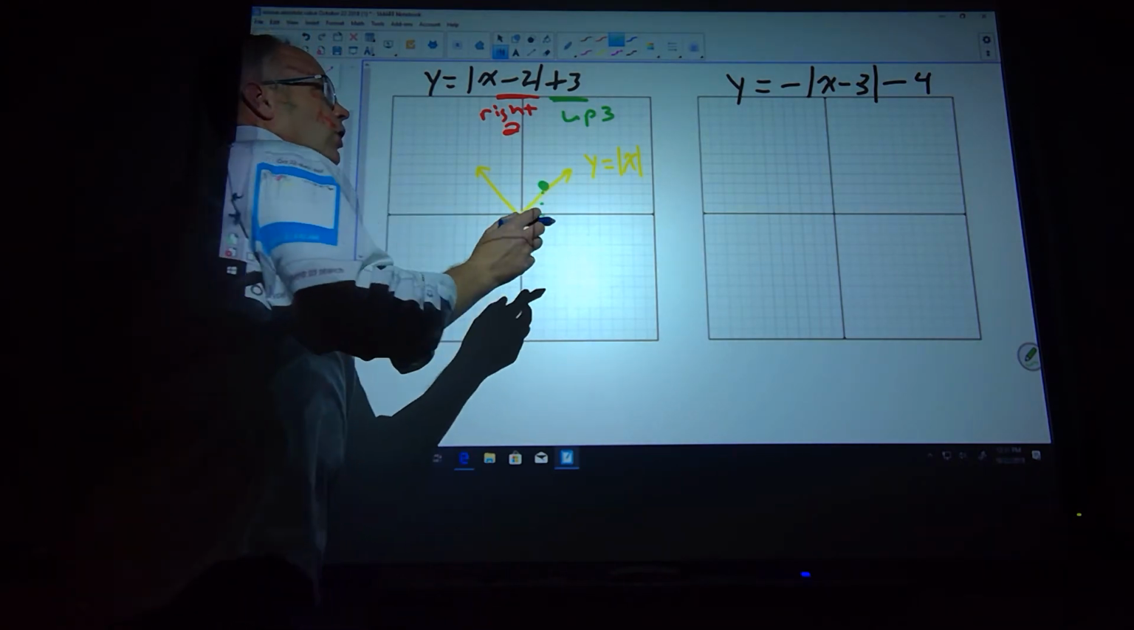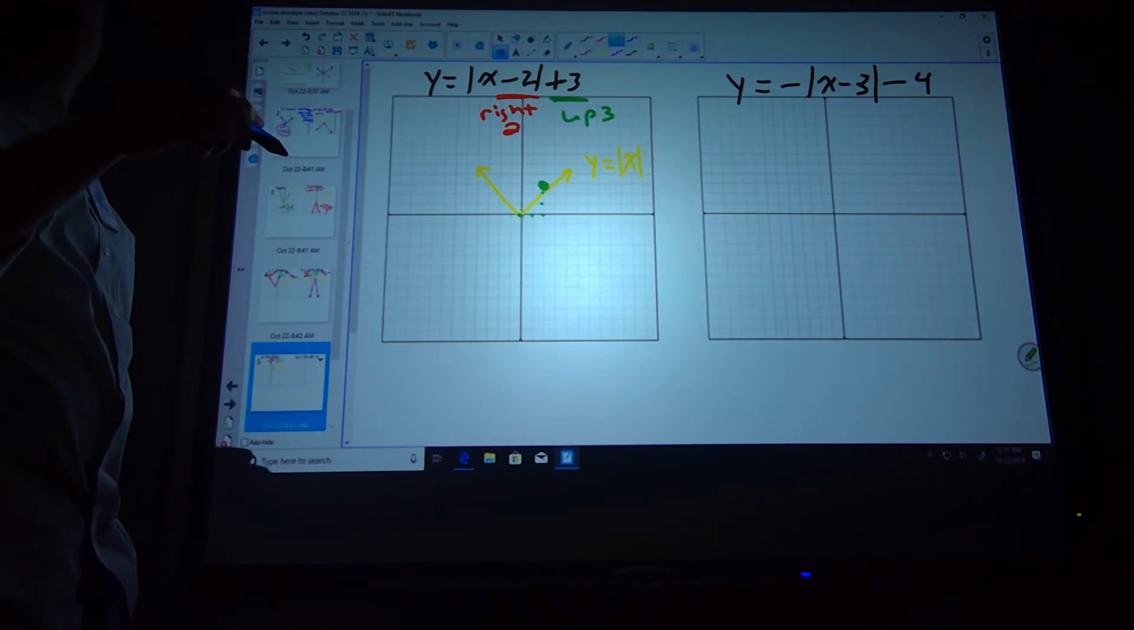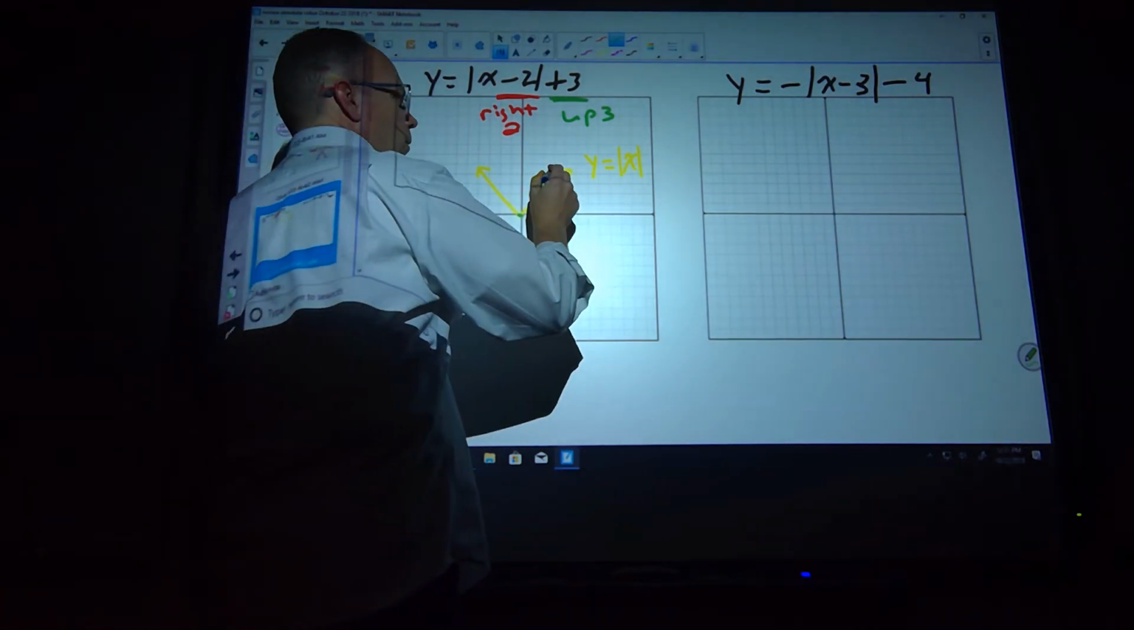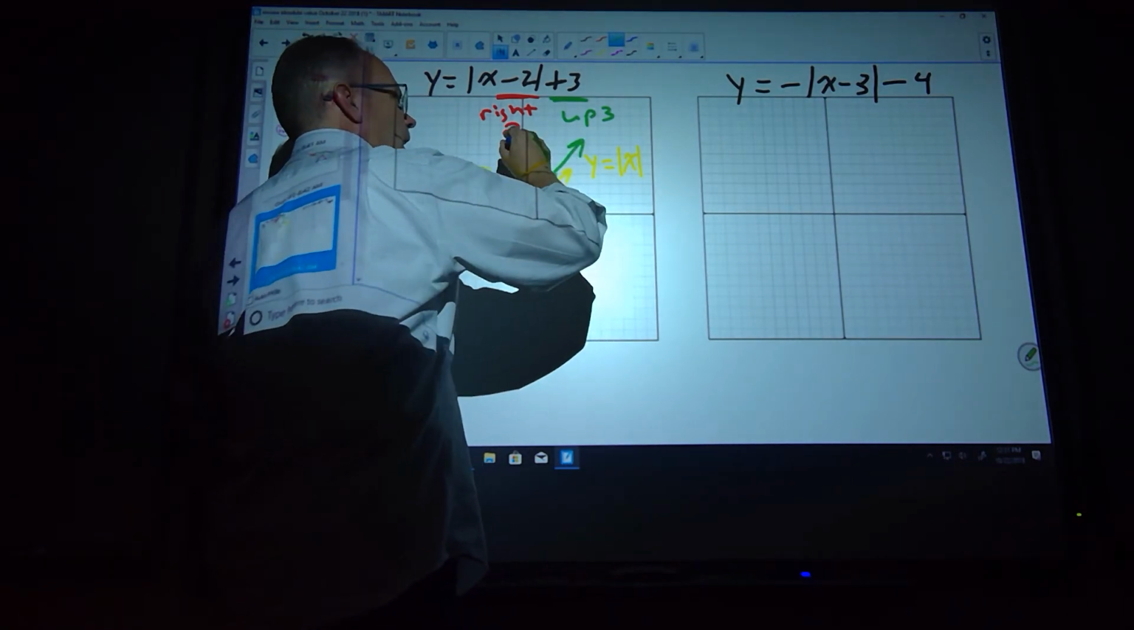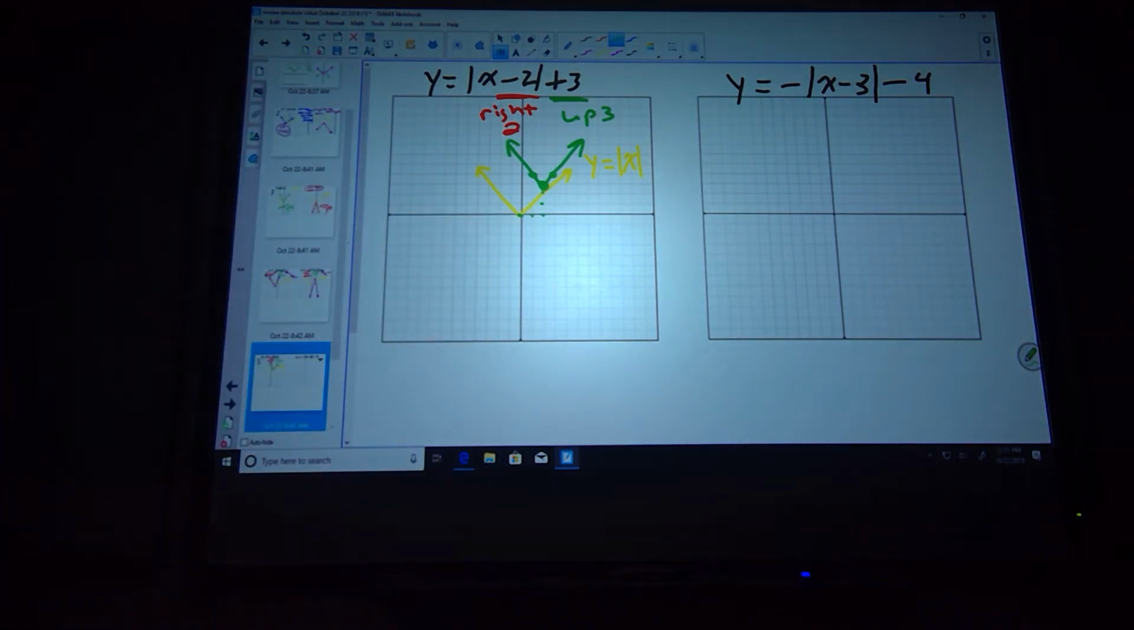Agree? Does it open up or down? Up. And it's still going to graph right 1, up 1, left 1, up 1. So this one is the same fatness as the yellow one because it still graphs. It's just shifted on us. It shifted to the right 2 units and it shifted up 3 units.